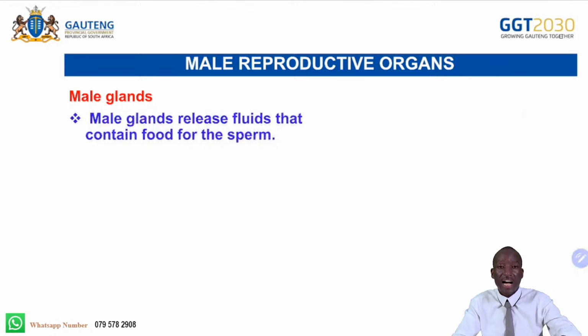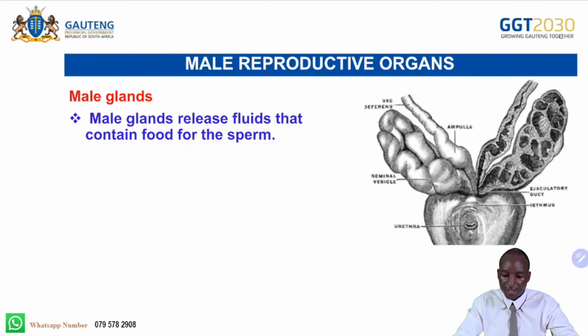So the male glands are the ones which supply food for the sperm, so that the sperm can have energy, so that when it's time for moving or swimming to go meet the egg cells, they do that in a proper way. Okay, we've got the male glands shown there. We've got the ampulla, there it is. We've got the seminal vesicle, which releases the male glands' fluid. Those are very, very important.